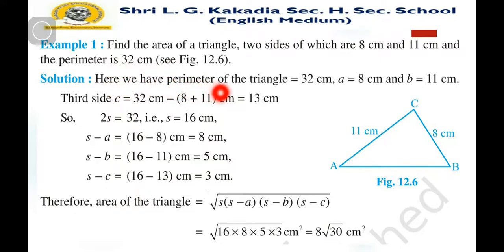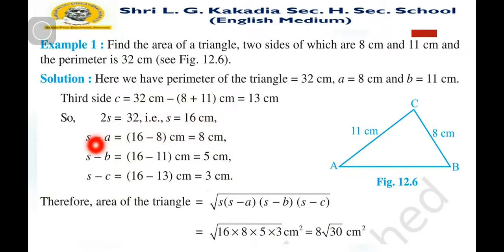Here we have the perimeter of the triangle, 32 centimeter. A is equal to 8 centimeter, B is equal to 11 centimeter. The third side will be C, which is 32 centimeter minus these two sides, 8 plus 11 centimeter, which is equal to 13 centimeter. So we have all the sides of this triangle: 11, 8 and C equal to 13 centimeter. Now we know that S is equal to A plus B plus C by 2, or we can write 2S is equal to 32, so S is equal to 16 centimeter.